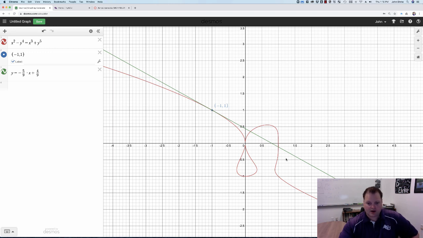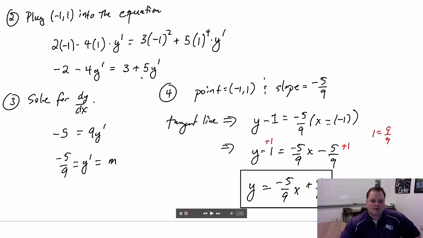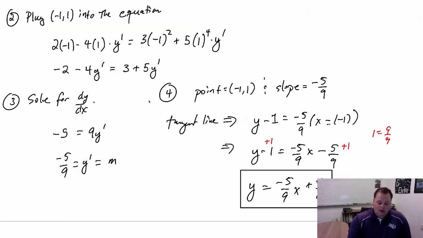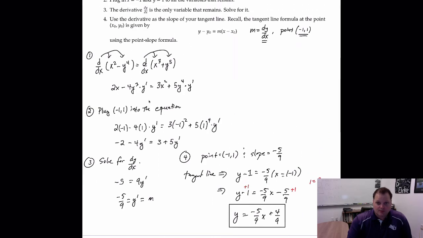Now, it doesn't work anywhere else. It's not the tangent line to any other place on the curve, but it is the tangent line at (1, -1). So finding tangent lines at a single point is actually a pretty easy process compared to the previous problem. And this is what I really expect you to know. You need to know how to do this.